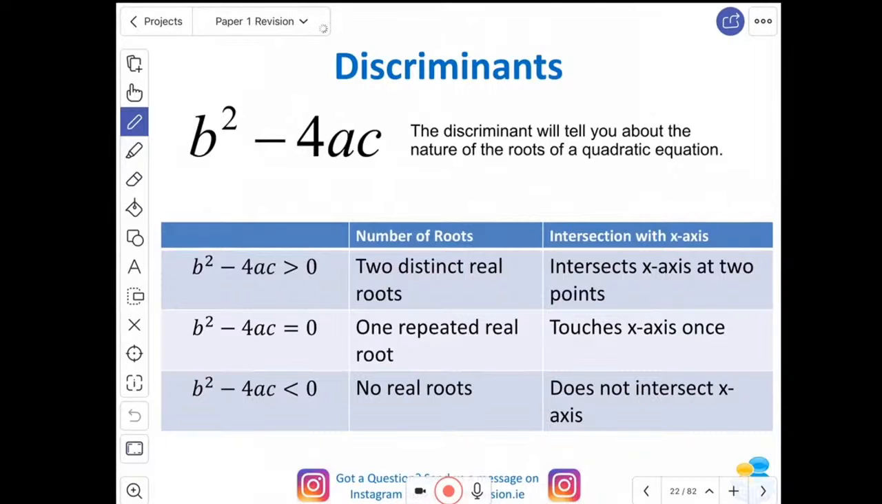So b squared minus 4ac, you just need to remember these 3 key facts. That when you work out b squared minus 4ac, you get an answer that's greater than 0, it means it has 2 distinct roots. So on your graph then, your quadratic is going to cut the x-axis twice, so at 2 points. If b squared minus 4ac is equal to 0, it has 1 repeated real root. So that means that it's just going to touch your x-axis once.